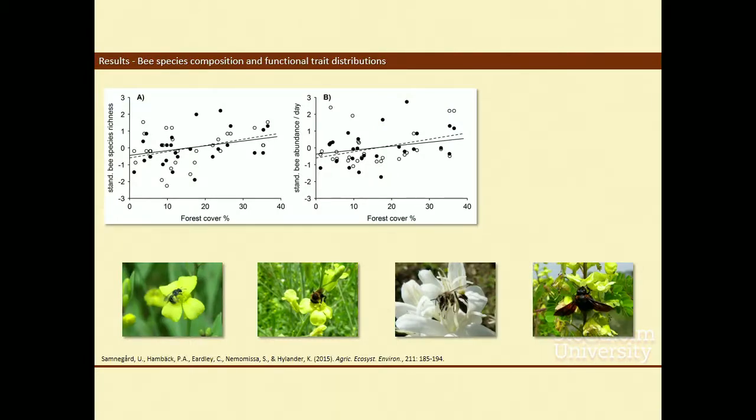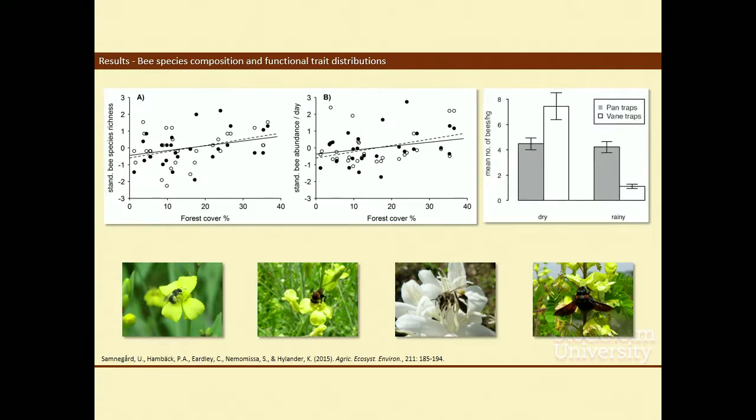So, forest cover is on the x-axis. It had a positive influence on both bee species richness, here, and bee abundance. It was quite weak, not very strong, but it was a significant effect. The open circles are data from the dry season, and the filled circles are data from the rainy season. And there was no difference in the impact of forest cover in the different seasons.